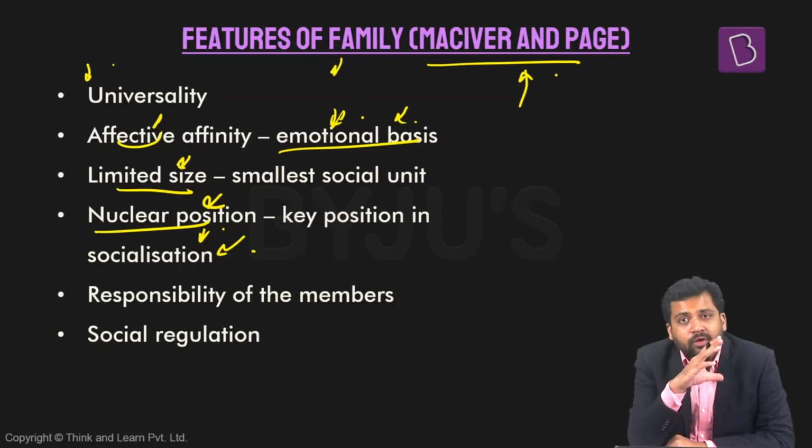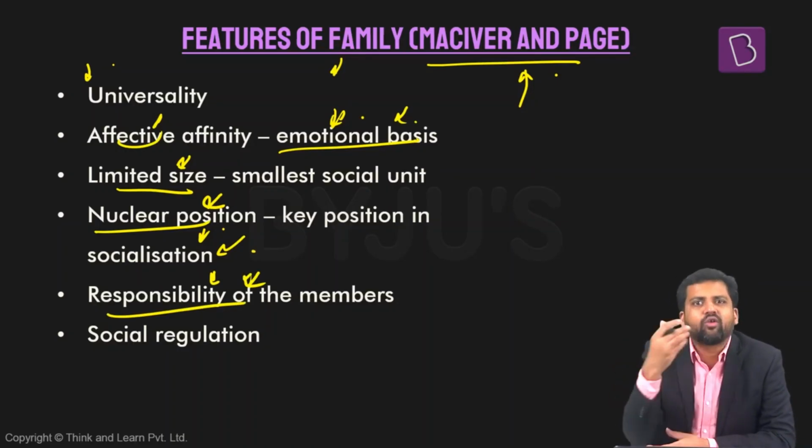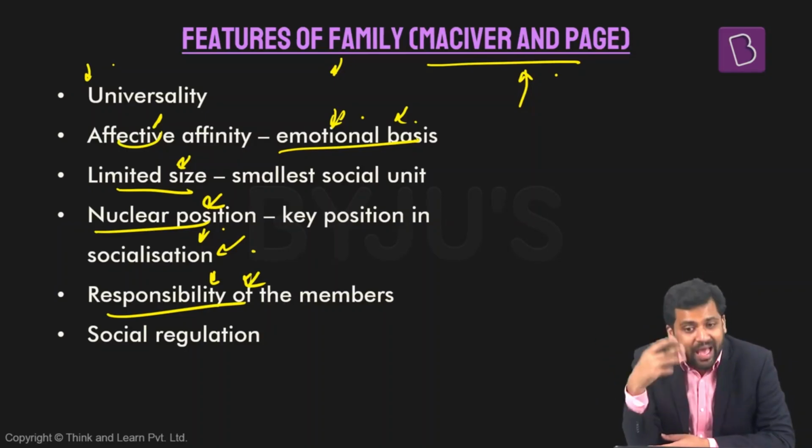Within family, different kinds of roles are also assigned, different kinds of duties are also assigned. So different family members have different responsibilities towards one another. Parents have certain obligations towards their children. The children also might have certain obligations towards their parents. As parents grow old, the children should take care of the parents.